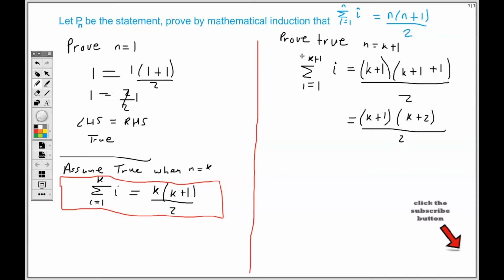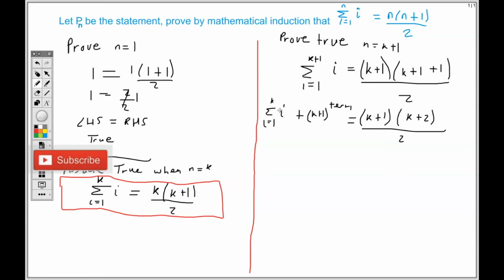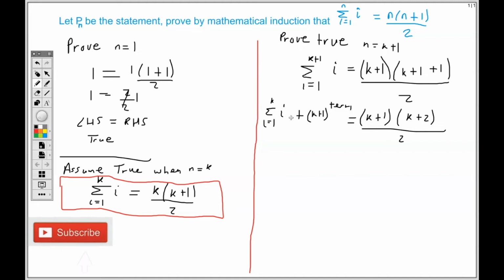Now I need to show that the left-hand side is the same. So we're going to split it. The summation from i equals 1 to k of i plus the k plus 1 term. Now, the k plus 1 term, because I'm summing from 1 to k plus 1, if I split this, I split it as the summation from i equals 1 to k plus the term that is left off. So we sum from i equals 1 to k plus the k plus 1 term.